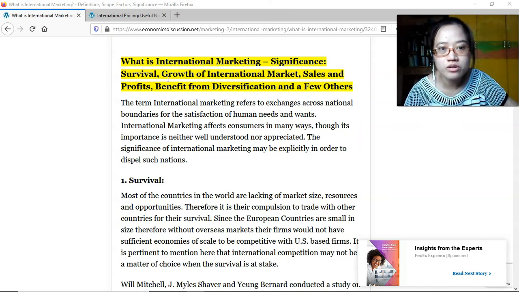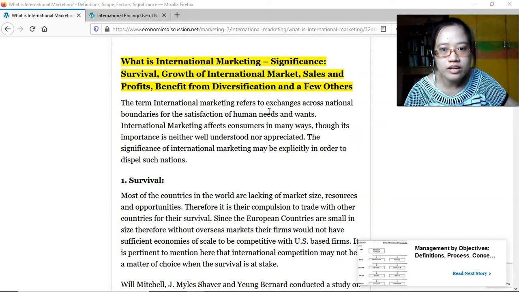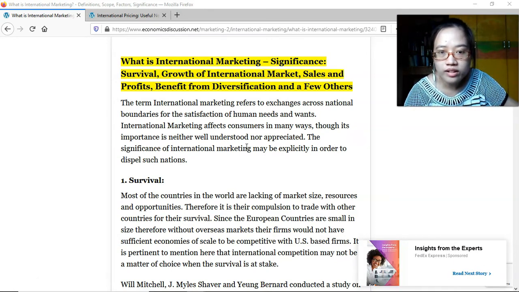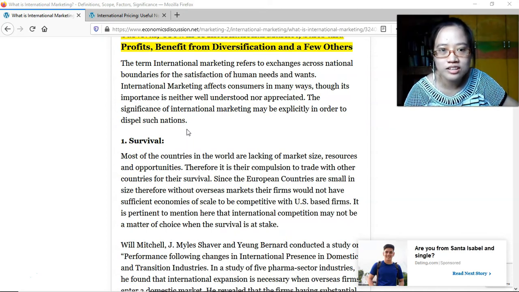Significance: survival, growth of international markets, sales and profits, benefits from diversification, and others. Okay, so again, exchange across national boundaries for the satisfaction of human needs and wants affects consumers in many ways, though its importance is neither well understood nor appreciated. The significance may be explicitly stated in order to dispel such notions.